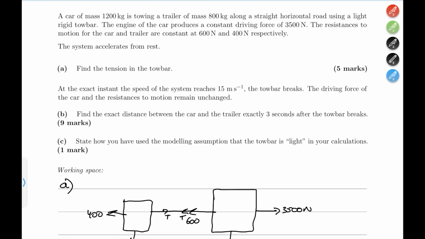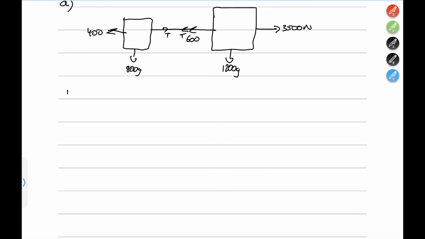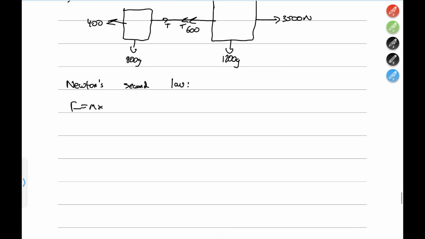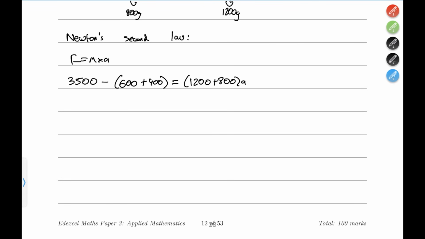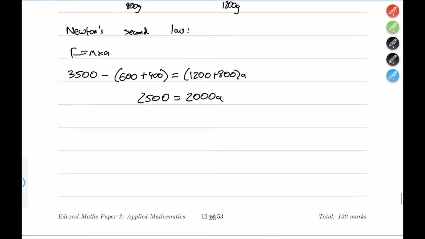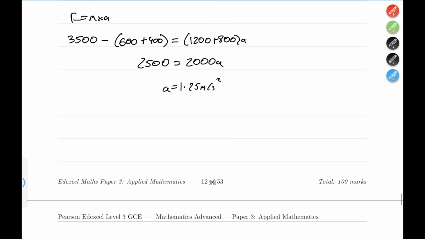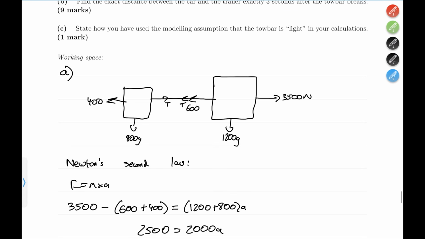Okay. So we're going to use Newton's second law, F equals ma, but we're going to use it for the whole system. So let's look at the total driving force is 3,500. So we're going to have 3,500 minus 600 plus 400 is equal to the mass times the acceleration. So the total mass is going to be 2,000, so 1,200 plus 800, times A. So let's simplify this. So 2,500 equals 2,000 A. So A is equal to 1.25 meters per second squared, because that's 25 over 20. So that is the acceleration of the whole system.